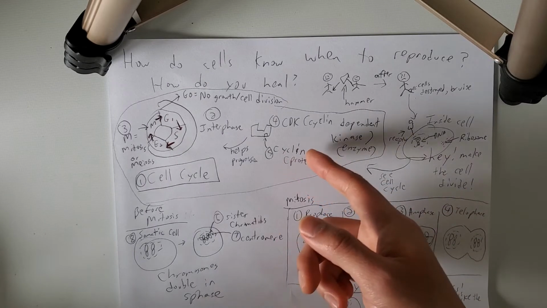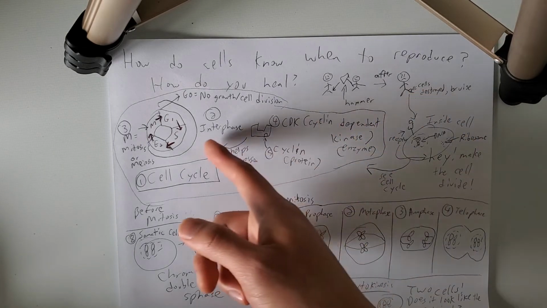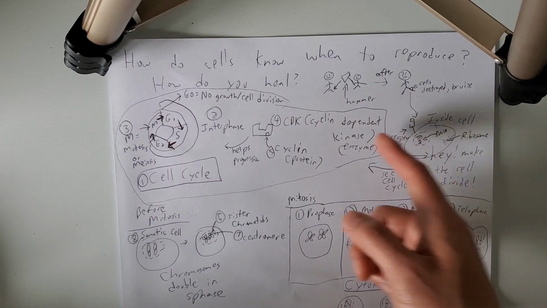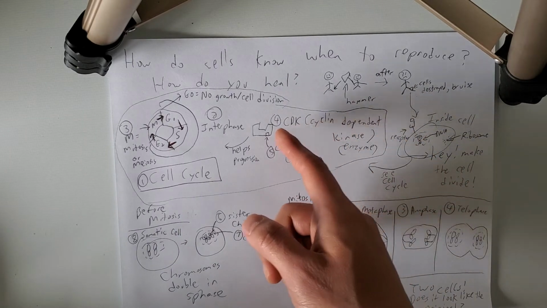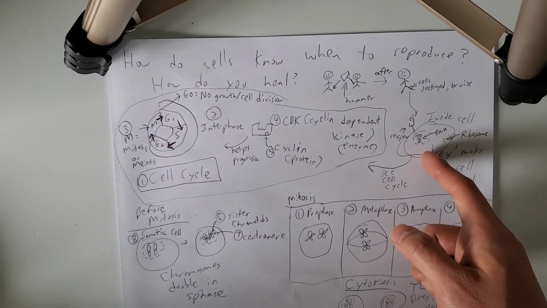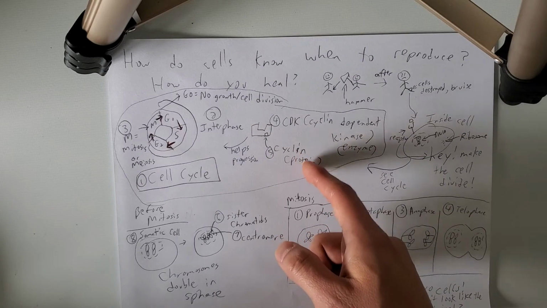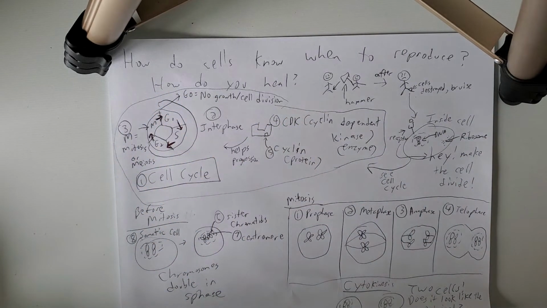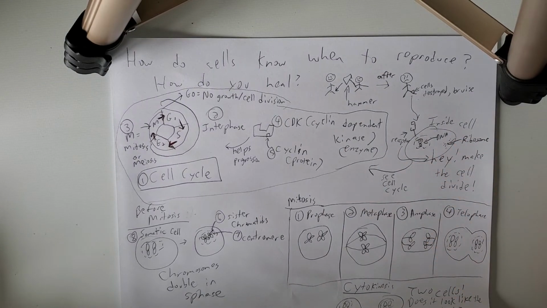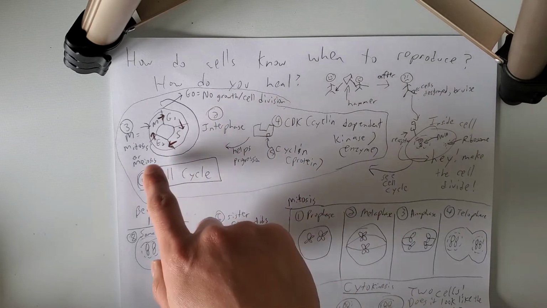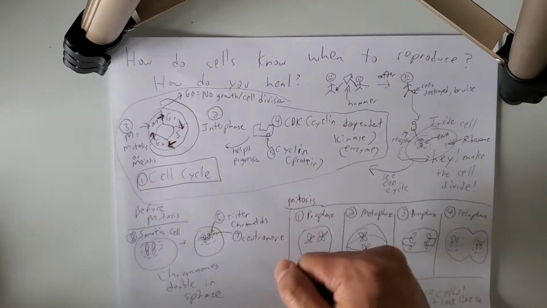So when you need to make more cells, you would make sure that your cell knows to produce more of this enzyme, because this enzyme will help it go through a cell cycle. You will also need your cell to produce cyclin to activate the CDK so you can go through the cell cycle. So what is the process of healing then? Healing is when you do mitosis, when you regrow your cells.